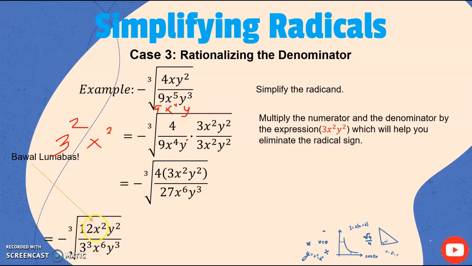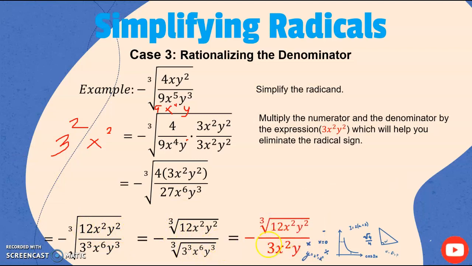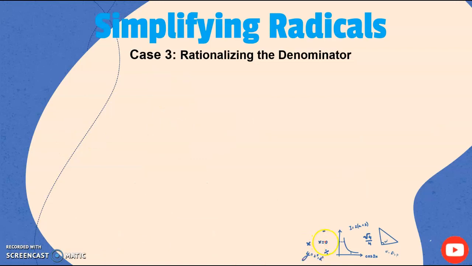So again, the numerator is not allowed. So we just multiply the 4 and 3 so that we come up with 12. And the 27, because it's a cube root, can come out. And then x to the 6th and y cubed. So just divide: 3 divided by 3 is 1, 6 divided by 3 is 2, and 3 divided by 3 is 1. Which gives us the final answer of negative cube root of 12x squared y squared all over 3x squared y.